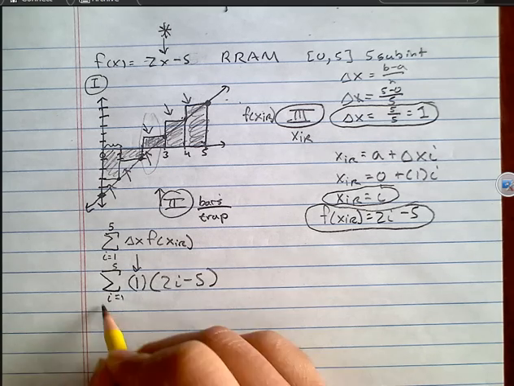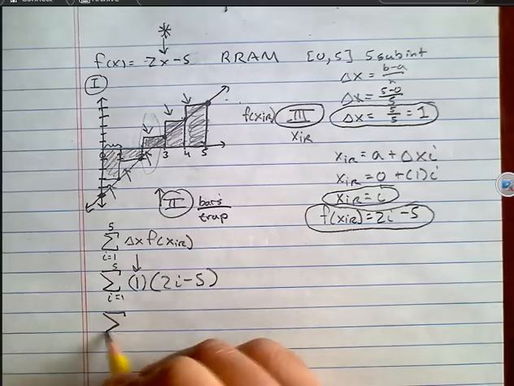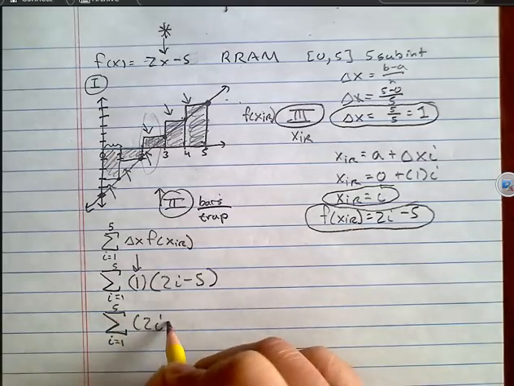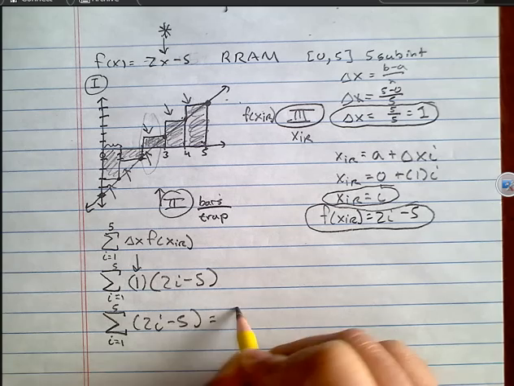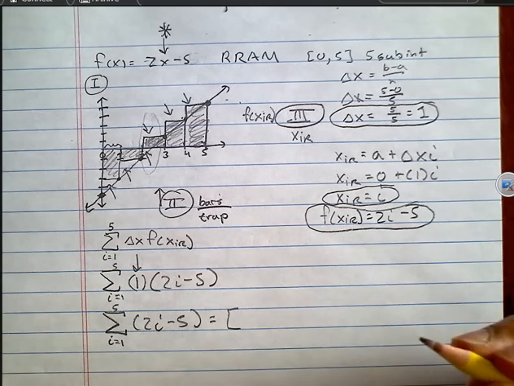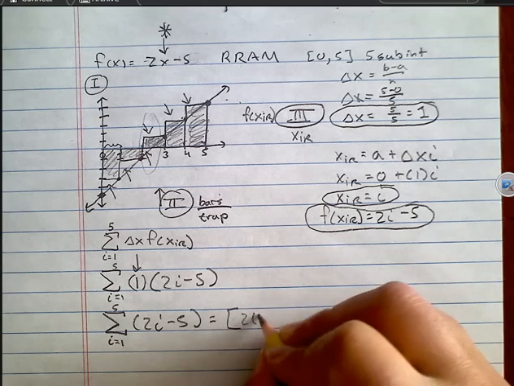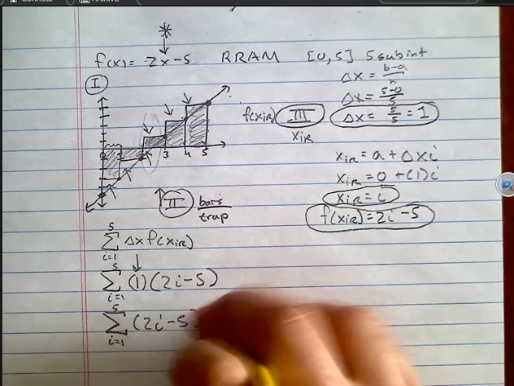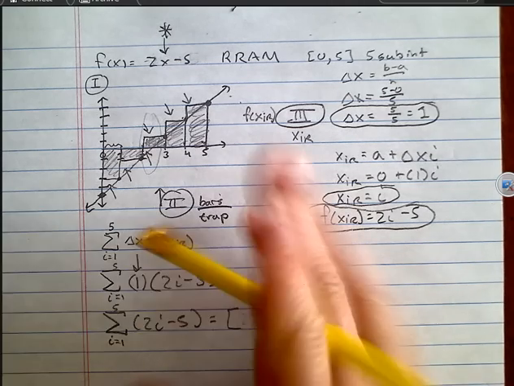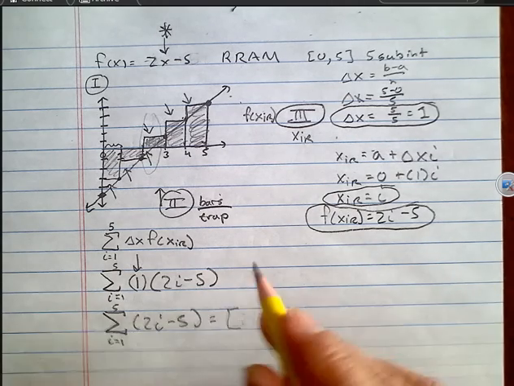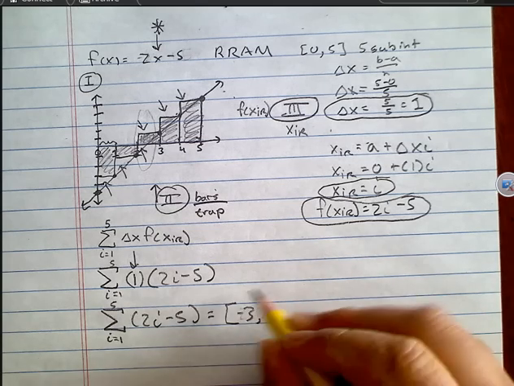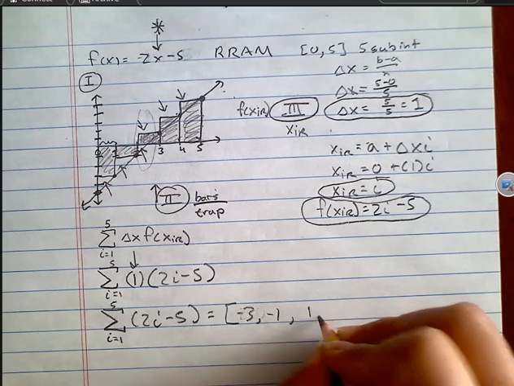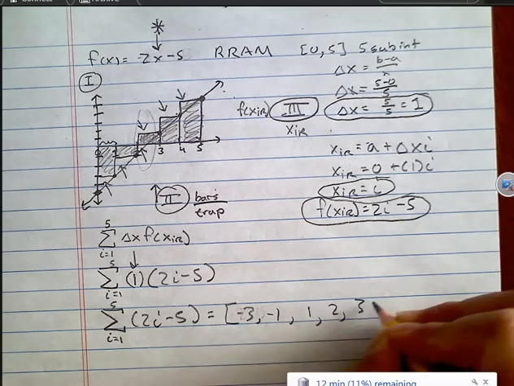I'm going to simplify this before I get started. No need for that 1. And now I'm just going to show that I'm plugging in 1, 2, 3, 4, and 5. So 2 times 1. At this point, you really could just plug in your answers. 2 times 1 minus 5 is negative 3. Alright, 2 times 2 minus 5 is negative 1, and then 1, and then 2, and then 3.